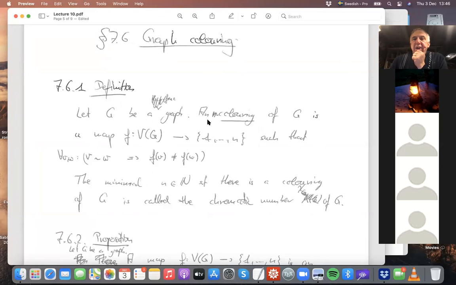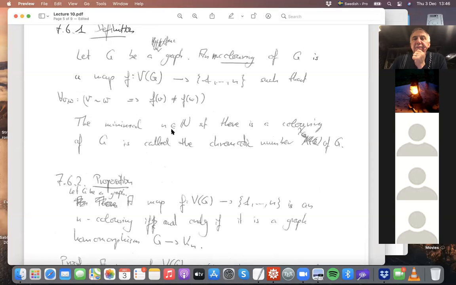An n-coloring of G is a map from its vertices to numbers 1 to n, such that for any v and w which are adjacent, they are assigned different colors. The minimal number n for which an n-coloring exists is called the chromatic number of a given graph.